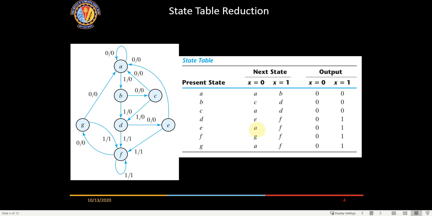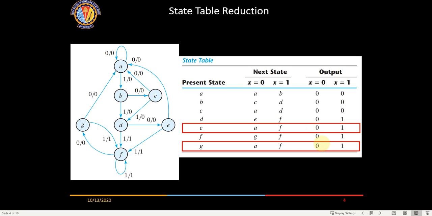If x is equal to 0, it moves to A, and if x is equal to 1, it moves to F, right? And if it is G also, it is exactly the same. And also the outputs are the same. It is most important that even the outputs have to remain the same. So these two states are exactly the same, so one can be removed. This is a redundant state, so we can remove that state altogether.